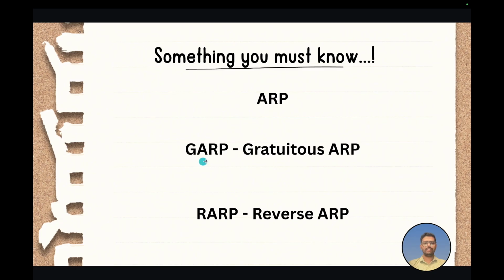And basically these packets are sent to announce the MAC address of a particular IP address. So a device informs other devices that this is my new MAC address. So that's how this Gratuitous ARP is used. And Reverse ARP, this is replaced by DHCP.